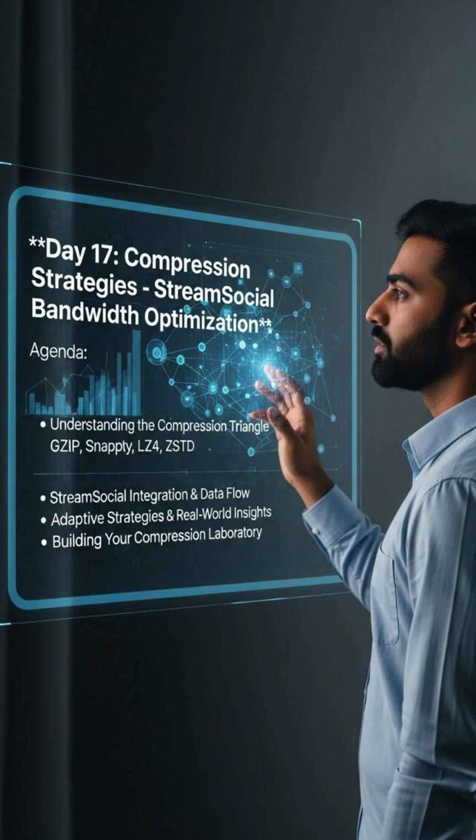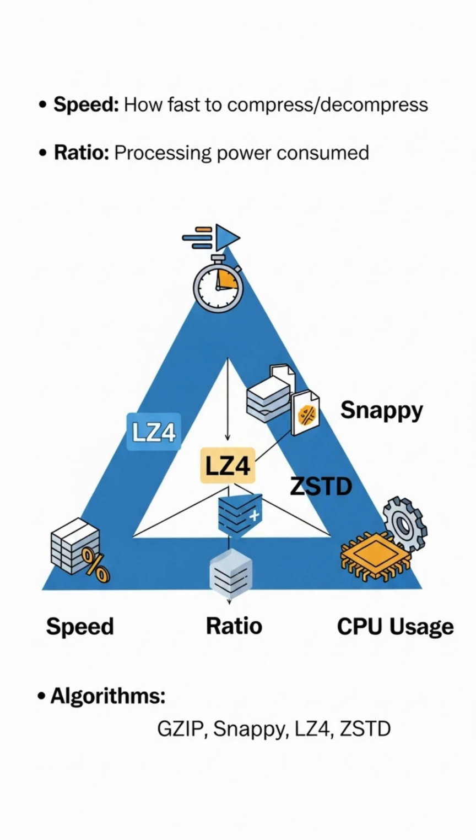At the heart of every compression decision lies the compression triangle. Think of it as a balancing act between three critical factors. First, we have speed. How quickly can we compress and decompress data? For real-time systems like StreamSocial, this is often paramount. Second, the ratio. How much space do we actually save? A higher ratio means less bandwidth and storage, directly impacting costs.